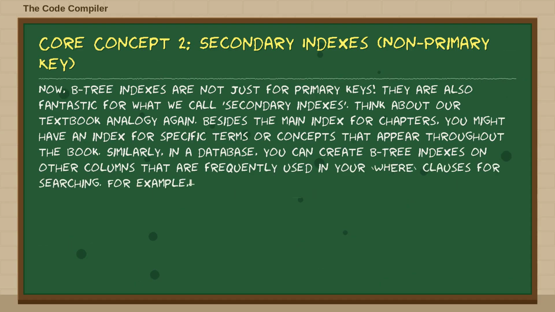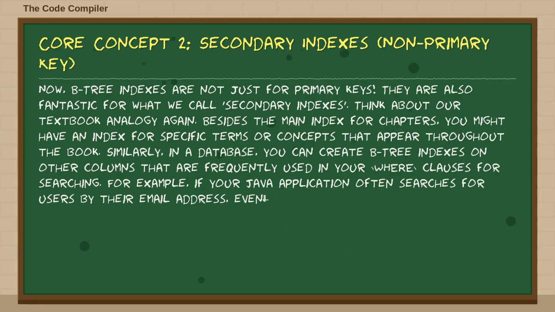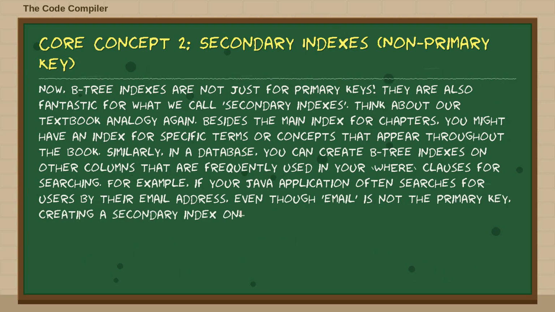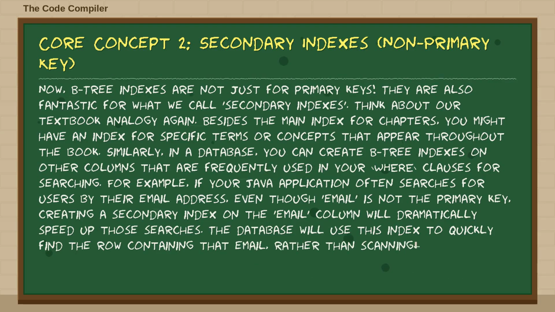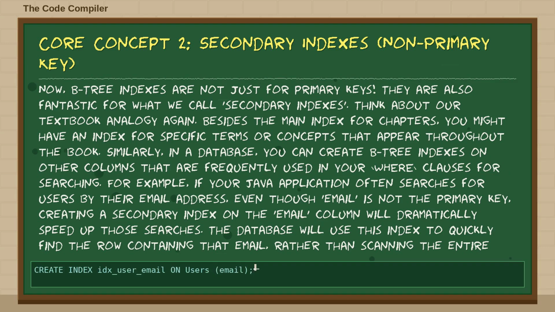For example, if your Java application often searches for users by their email address, even though email is not the primary key, creating a secondary index on the email column will dramatically speed up those searches. The database will use this index to quickly find the row containing that email, rather than scanning the entire table. This is incredibly powerful for improving the performance of your application's read operations. Let us see how we would create such a secondary index in SQL.